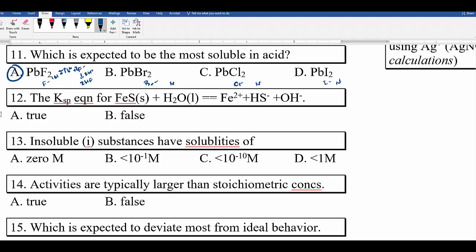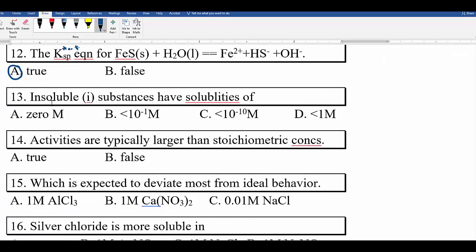The Ksp equation for FeS, so yeah, right. This is the Ksp, asterisk or double dagger, I called it. This is the one in the book that is correct, true. That is a correct Ksp equation. You can go back to the notes and we talked about that one in depth.